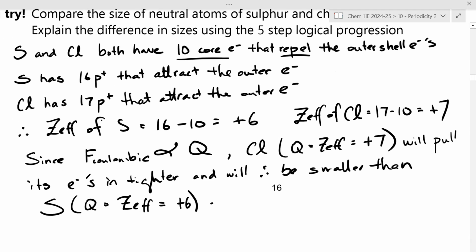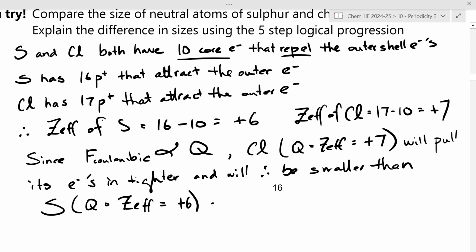It doesn't matter if you use anywhere near the same words as I do, but you want to have those key concepts: that they both have the same core electrons, right? But that chlorine has more protons. And so the Zeff of chlorine will be bigger than the Zeff of sulfur. And so whichever one has the greater Zeff will have the greater Coulombic attraction for its outer electrons, which will pull them in tighter, which will make it smaller.